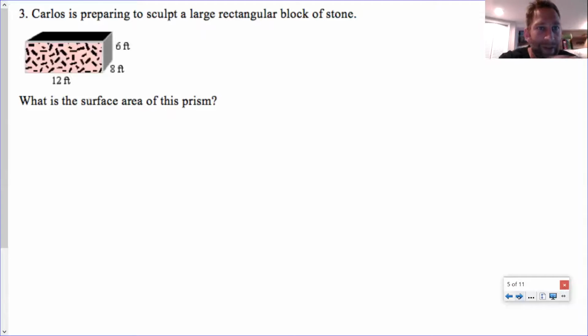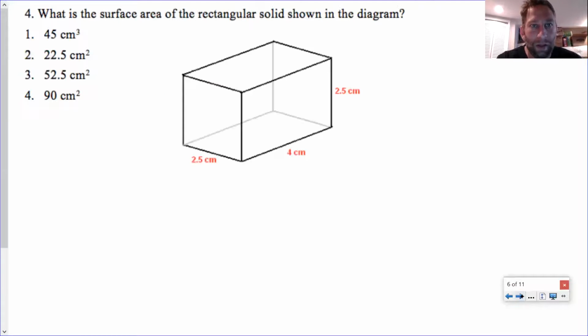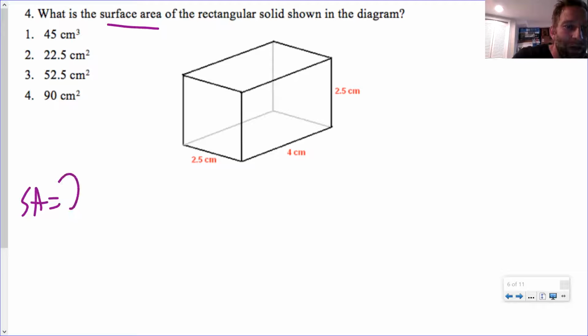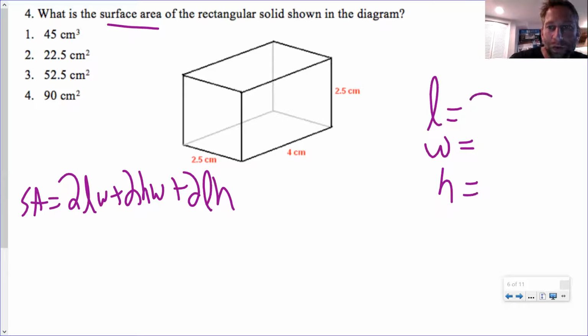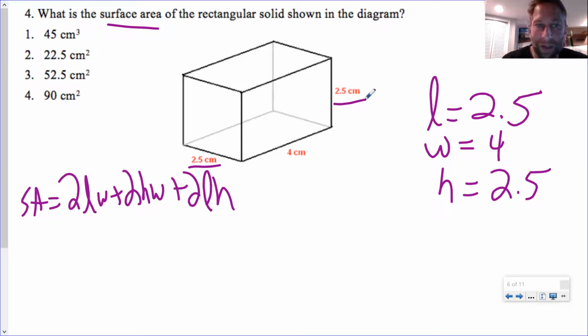I want to go through one where 2 of them are the same. Let's take a look at number 4. Again, it's asking for the surface area. So surface area is 2LW plus 2HW plus 2LH. List the length, the width, and the height. Again, it does not matter which one's which: 2.5, 4, 2.5. Notice that two of them are the same. So when I substitute in, I will have some duplicates, and that will be okay.